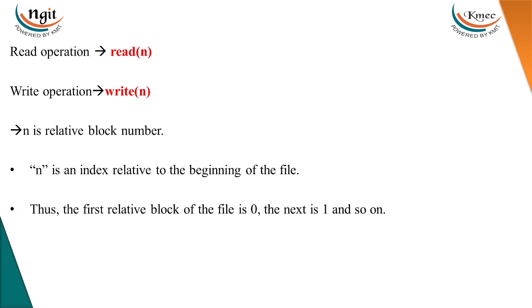There are two operations again, read operation and write operation. We need to specify on which block these read and write operations are performed. Read 750 will access the data from block 750, and write 750 will store the information on the 750th block. Here n is the relative block number, that is, from the start how many blocks we need to move. And always the relative block number starts from 0.